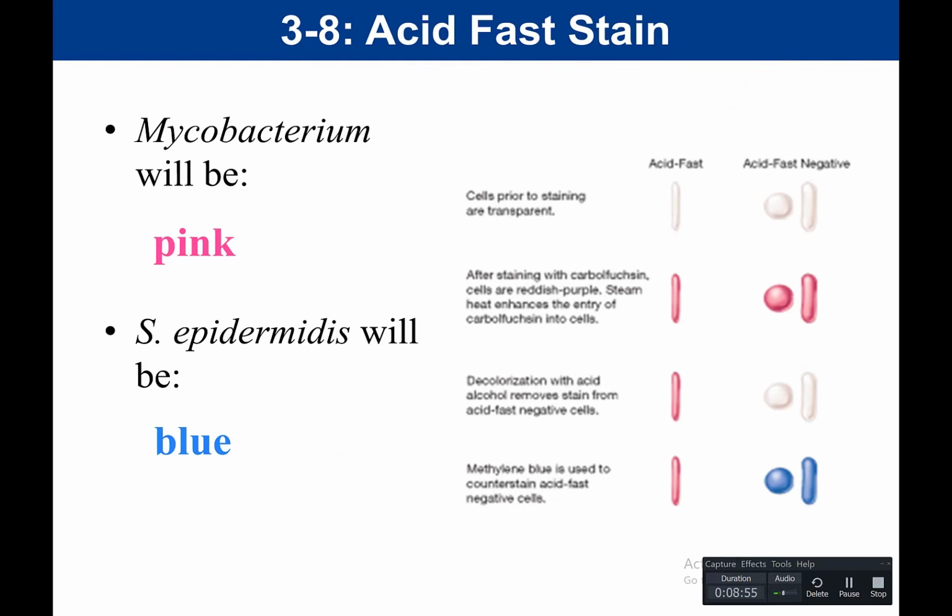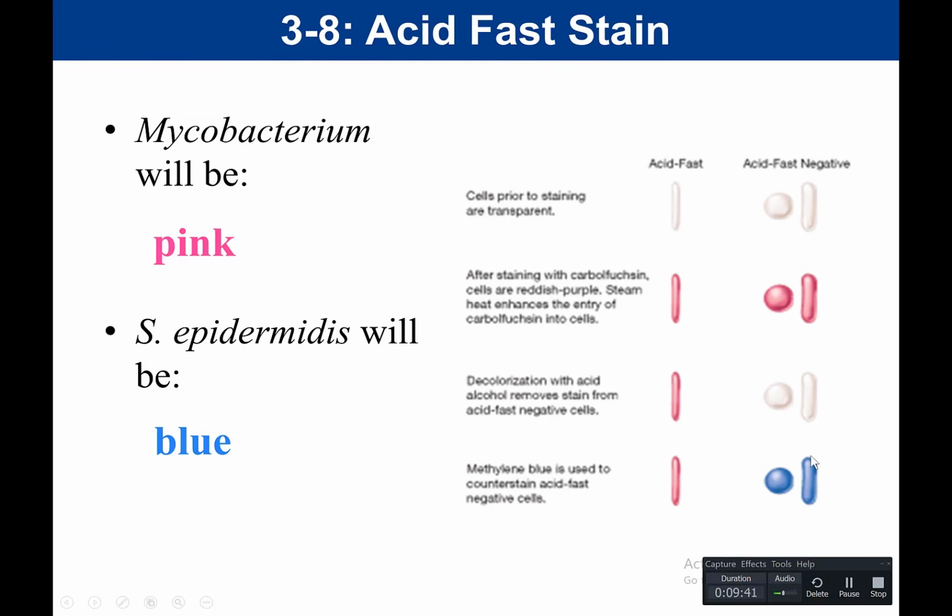You should, however, be able to tell me what acid-fast positive bacteria and acid-fast negative bacteria would look like given these different steps, right? So initially, when we add the carbolfuchsin, both cell types are going to stain pink because the carbolfuchsin is going to get into the cell. Then we decolorize, and when we decolorize, acid-fast positive will retain the carbolfuchsin. Acid-fast negative will lose their stain and become colorless at this point, which is why we need our methylene blue, because the methylene blue is our counterstain and it's used to stain the acid-fast negative.